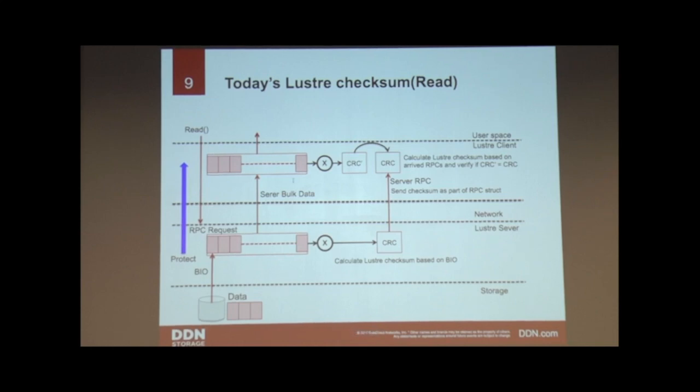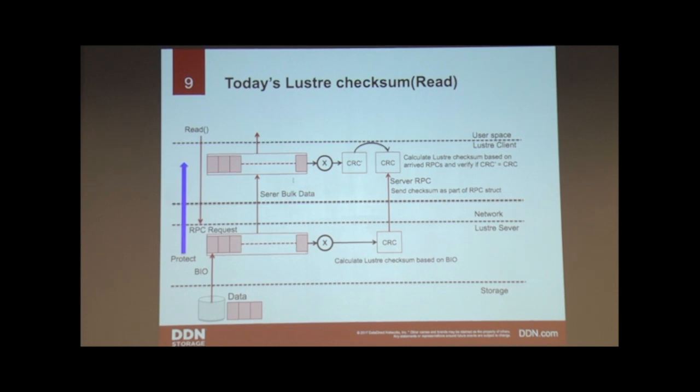The read operation is pretty much the same, but just the opposite. If your application requests a read, the Lustre server reads the data from the disk, then creates the RPC, and calculates the checksum on the server. Then the Lustre server sends out the data to the client, and also sends the calculated checksum. Once the client receives the RPC, it recalculates the checksum and compares it to the checksum the server sent. If the checksum matches, your application reads the data.